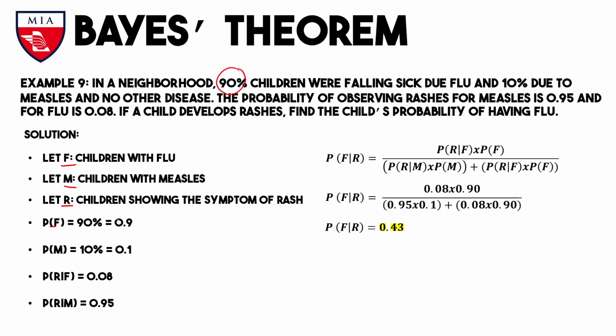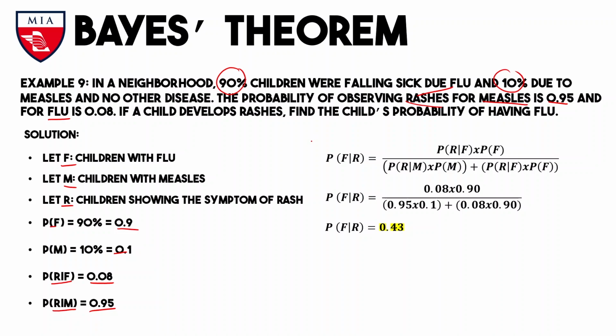Okay, so the probability of children with flu, we have 90% here, so it is equal to 0.9. The probability of children with measles is 10%, so it is equal to 0.1. Okay, and the probability of observing rashes for measles is 0.95, and rashes for flu is 0.08. Okay, so is it clear? So it is rashes given flu, and rashes given measles.